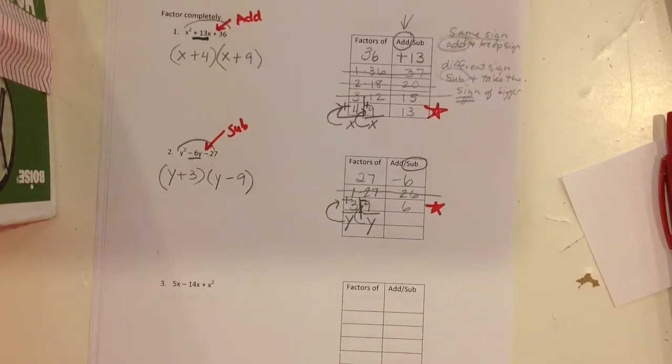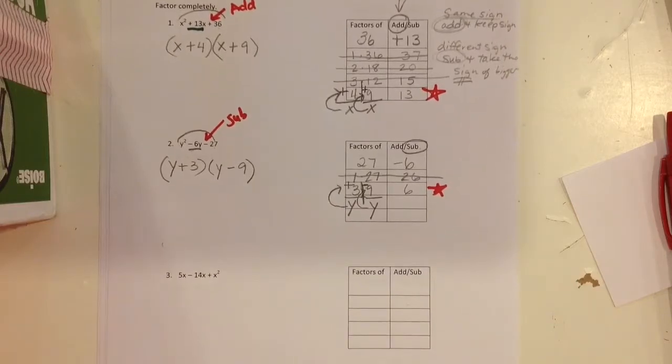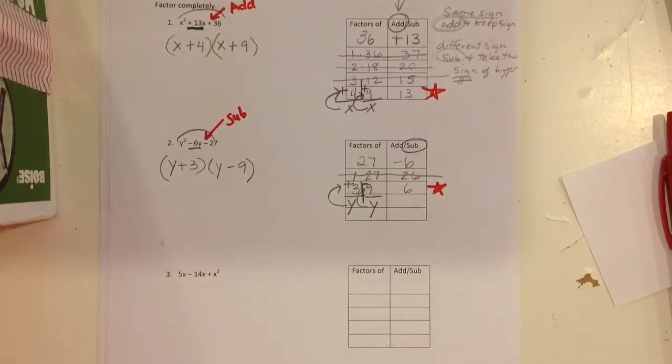Okay, so again, we're going to do a ton more. Hope you're not overwhelmed at this point. All right, now let's look at our last example on this page. So we have number 1, number 2, and number 3.